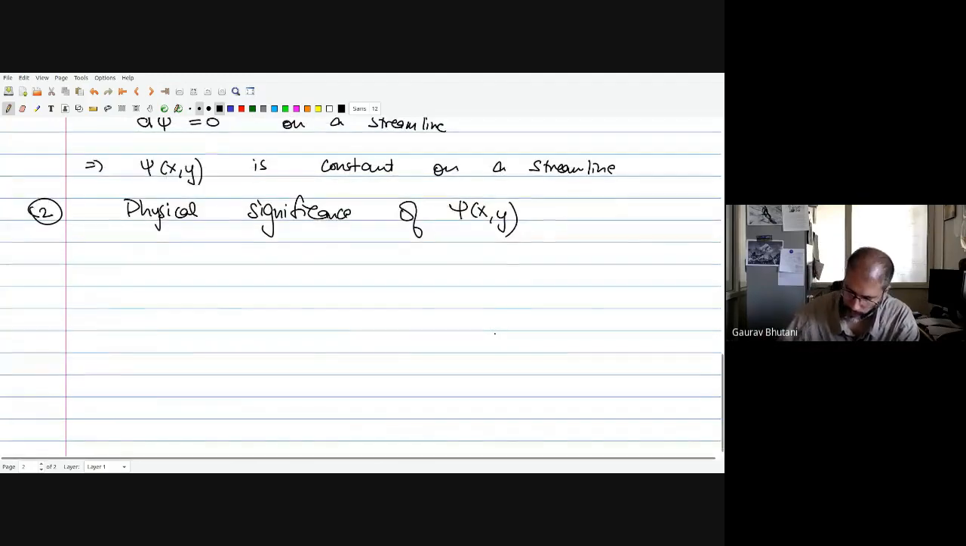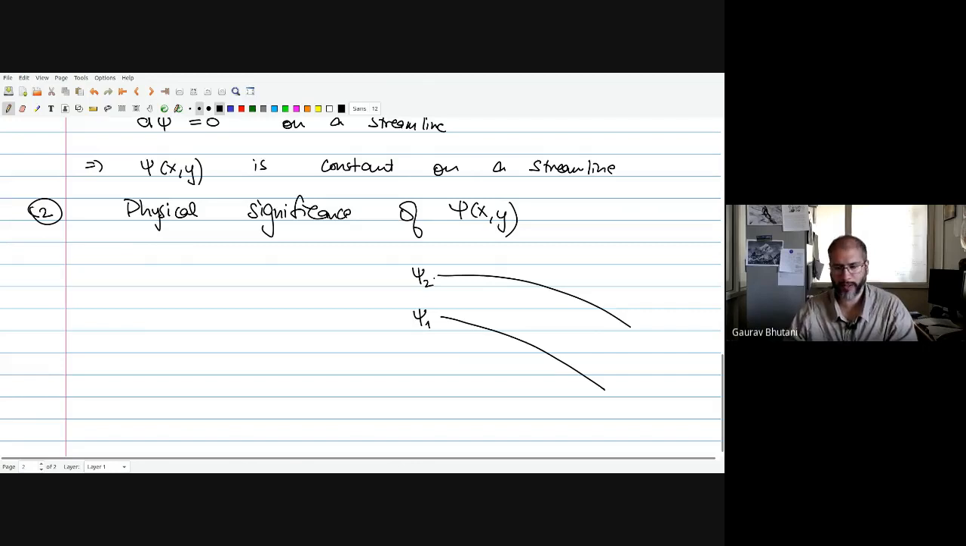So what we'll do is we will take two streamlines. Let's take them like this. So these are two streamlines. So we have psi equal to psi1 and psi equal to psi2 on the two streamlines. So on streamlines, you know that psi is constant. So we have taken two constant values and drawn two streamlines. And what we do is we take 2 points and draw a straight line. Well, in fact, this is a length vector ds.